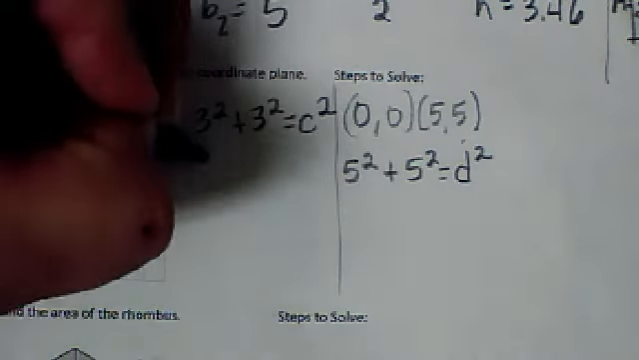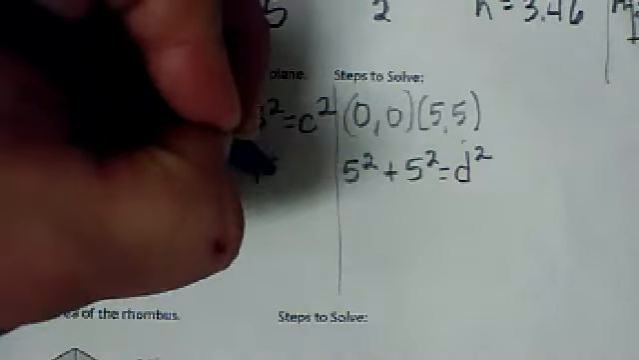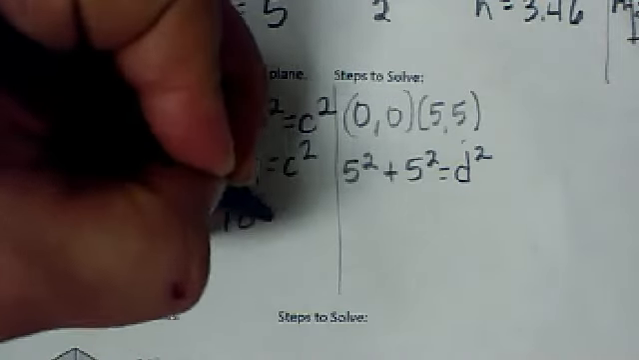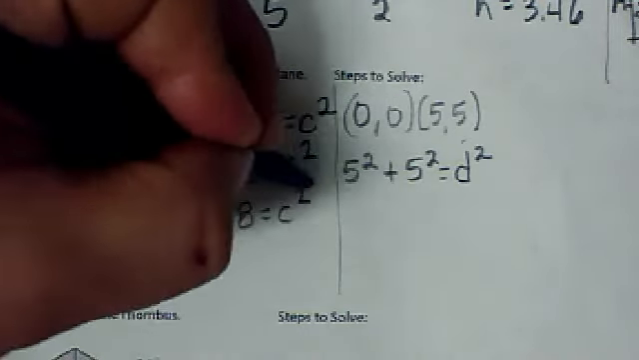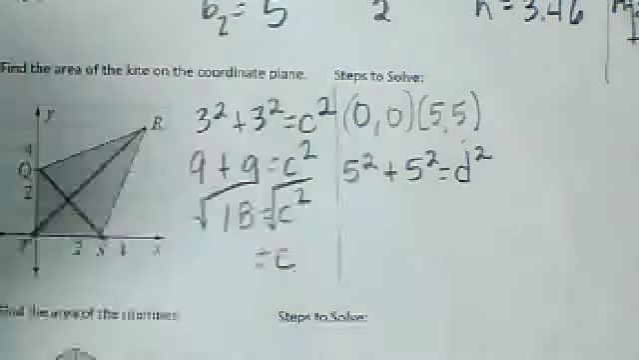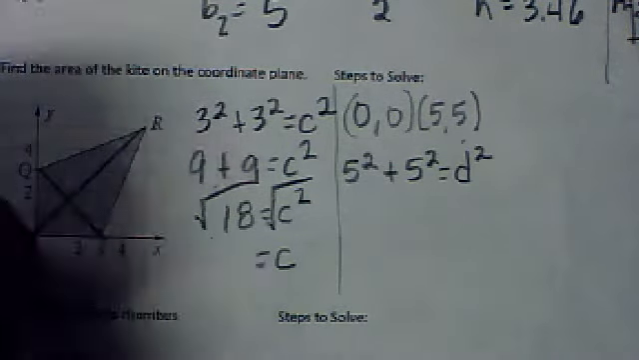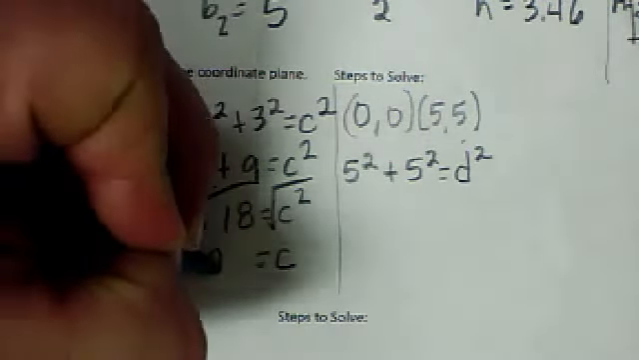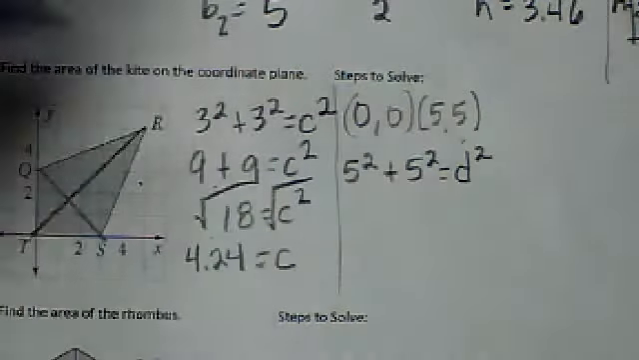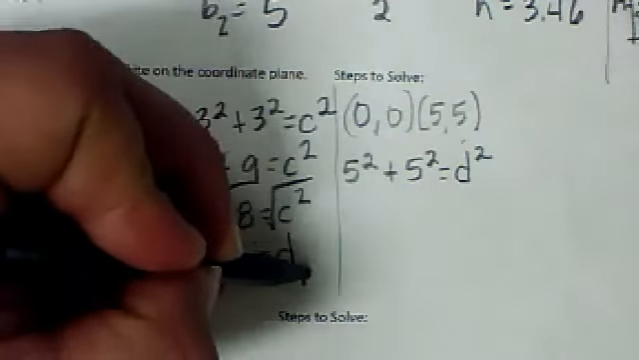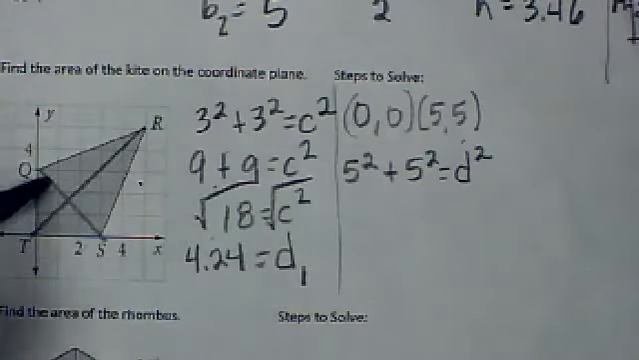So over here I have 9 plus 9 equals c squared. 18 equals c squared. So my c value is going to be the square root of 18. We'll round to the nearest hundredth, which is going to be 4.24. Okay, and we're going to go ahead and change this c to diagonal 1, because that gives me that length from Q to S.